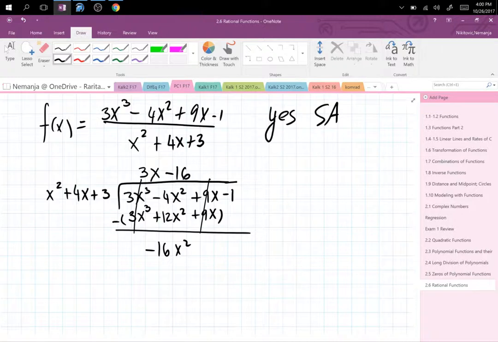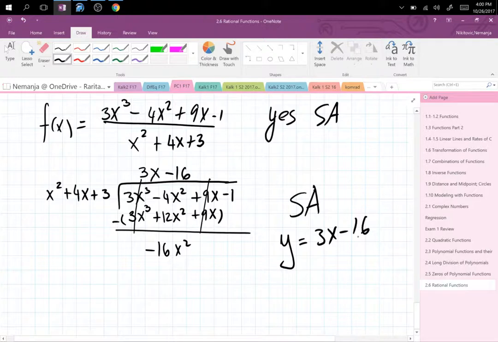A slant asymptote is defined as y equals mx plus b, and you already have your y equals mx plus b, so your slant asymptote is at y equals 3x minus 16. That's it. You only have to do one full step, and as soon as you subtract, you don't have to bother with the rest. You're done in 1.5 steps. That's the good news about slant asymptotes: you don't have to divide and get the remainder, because we don't need it.